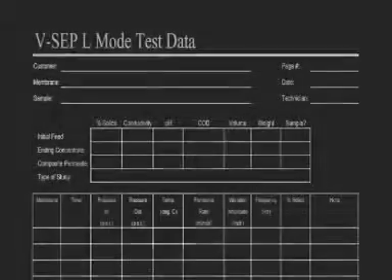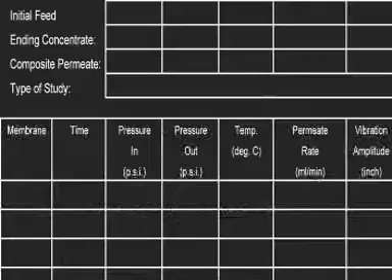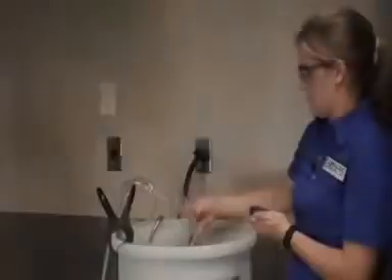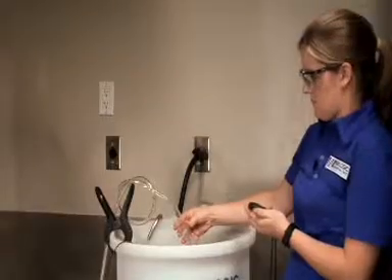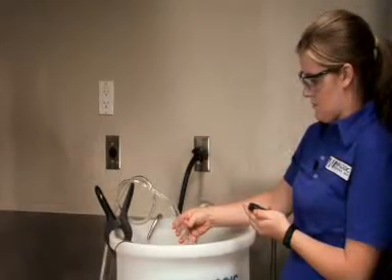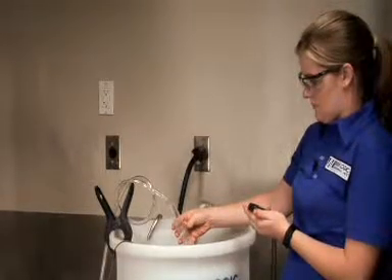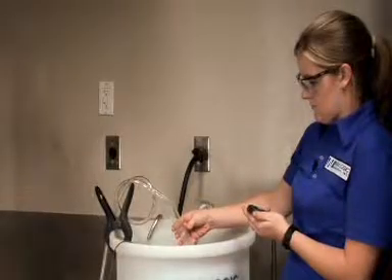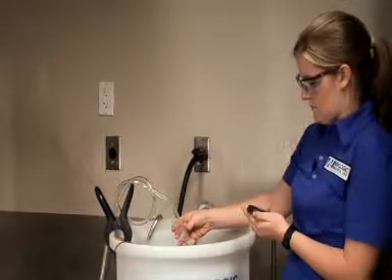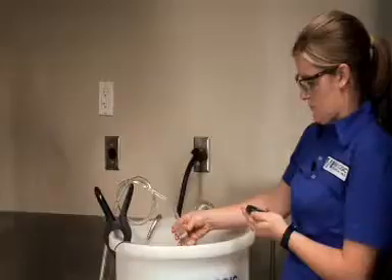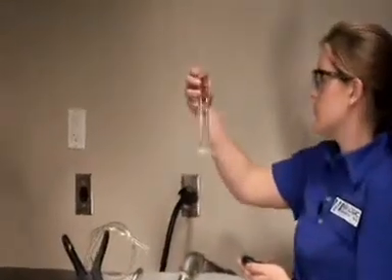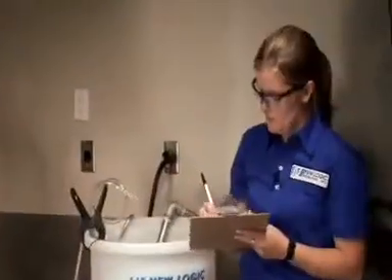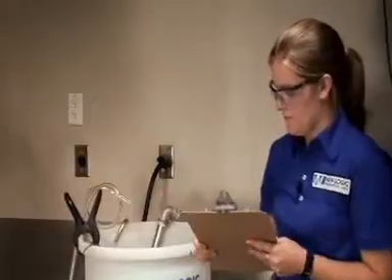During this hour, you're going to collect flow data, pressure data, temperature data, and time data. In order to check the flow rate of the permeate, use a graduated cylinder and a stopwatch. Collect permeate for approximately 30 seconds or 1 minute so that you can calculate how many milliliters of permeate per minute are being generated. Once you have collected the permeate, record this number on your data sheet.